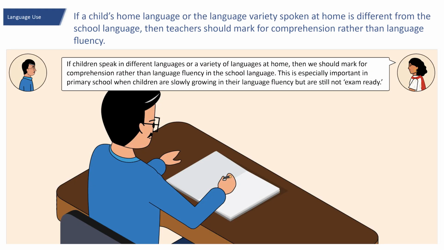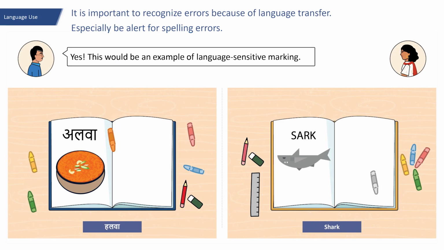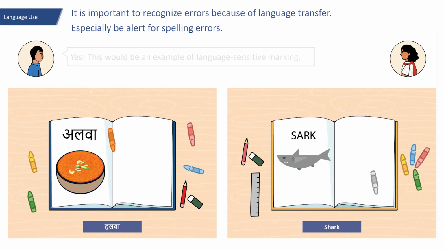If children speak in different languages or a variety of languages at home, then we should mark for comprehension rather than language fluency in the school language. This is especially important in primary school when children are slowly growing in their language fluency but are still not exam ready. Yes, this would be an example of language-sensitive marking.